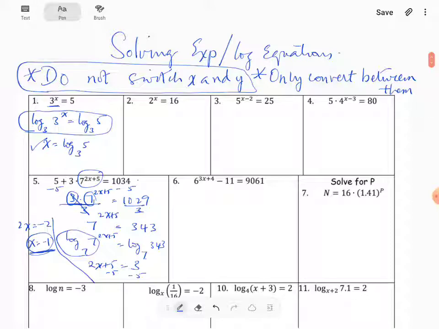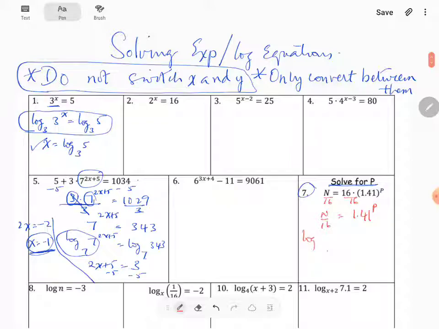Okay. All right. So I want you to focus on the seventh question here. Here he's asking you to solve for p, meaning p is in the exponent. To find the exponent, we definitely have to convert this into log. So this is where the logarithm plays an important role. Okay, so what you need to do here is first get rid of the 16, right? So you're not switching between n and p, mind you. So this is 1.41 to the power of p.